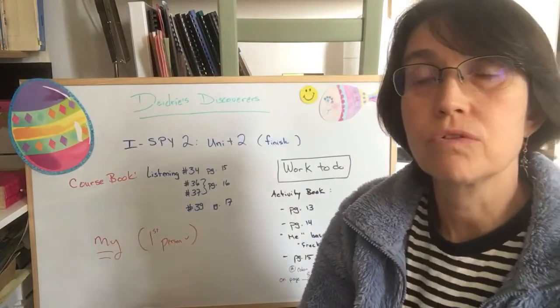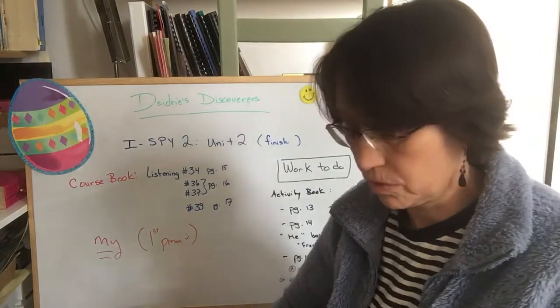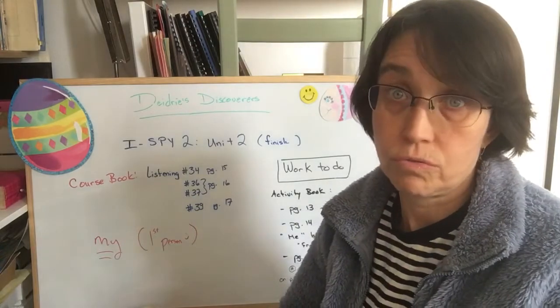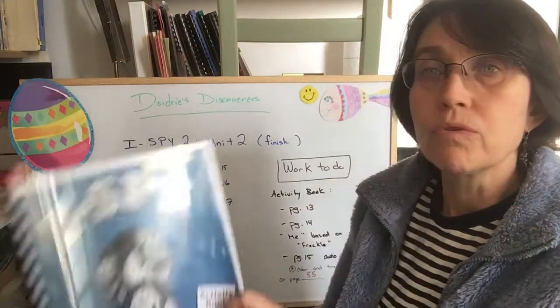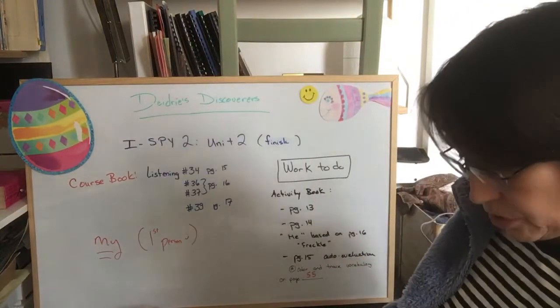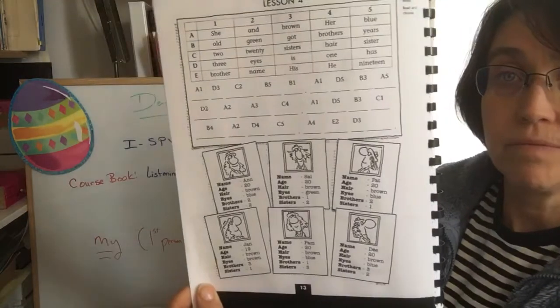Normally at the end of Unit 1 and 2, there is a test. We will do that at the return of school, not now. I will continue on Unit 3, actually. We will also work on our activity book. You will need to work on page 13 if you haven't done it already.